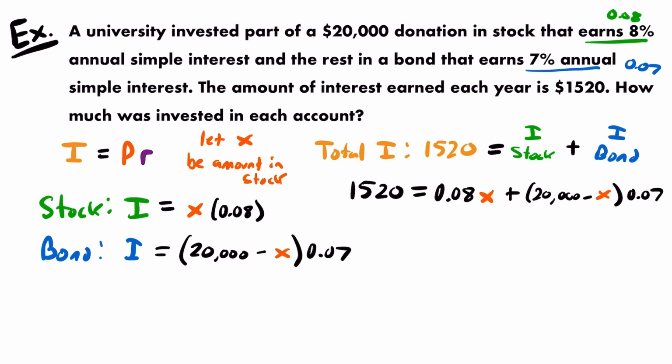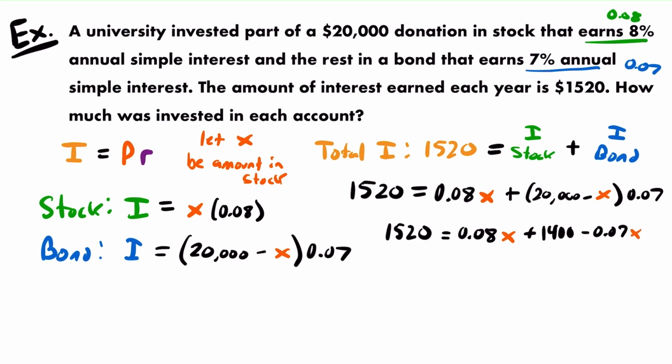All right, so we have to start by simplifying this equation. We need to get rid of these parentheses. So distribute 0.07 into this quantity, multiply it by both of those terms. So we'll have 1,520 is equal to 0.08 times X. And then you want to multiply 0.07 by 20,000. Doing that will give you positive 1,400. And then you want to multiply 0.07 by negative X. So multiply the coefficients. Negative 1 times 0.07 will give you negative 0.07 times that variable X.